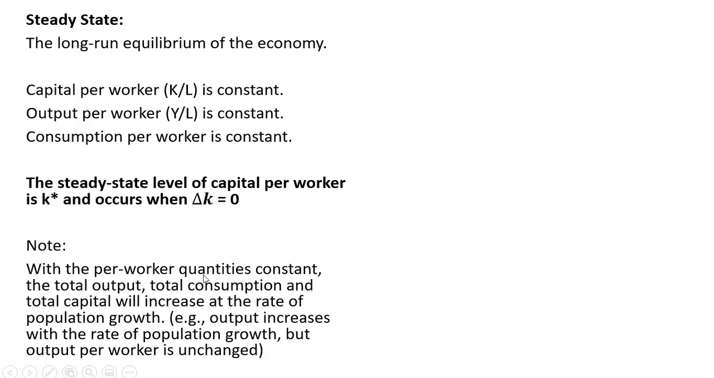So with the per worker quantities constant, the total output, total consumption, and total capital will increase at the rate of population growth. I'm not going to show that in this video. So for example, output increases with the rate of population growth, but output per worker is unchanged. So a key feature of the steady state long-run equilibrium is that things on a per worker basis stay constant.